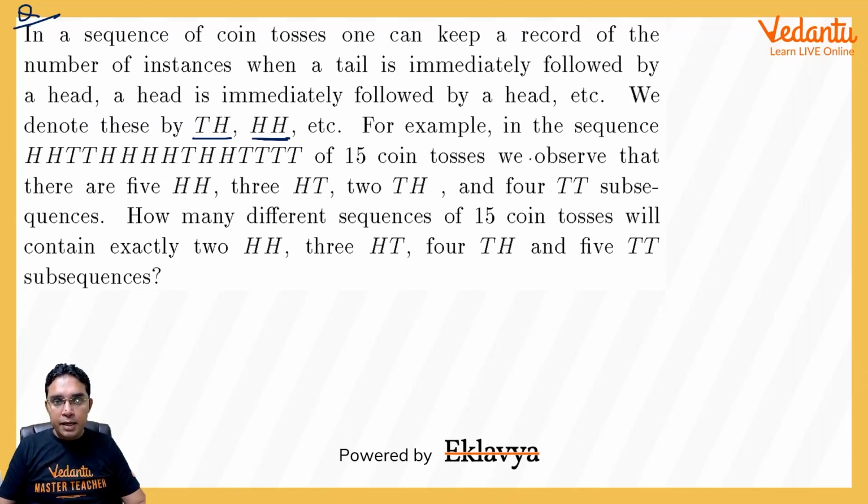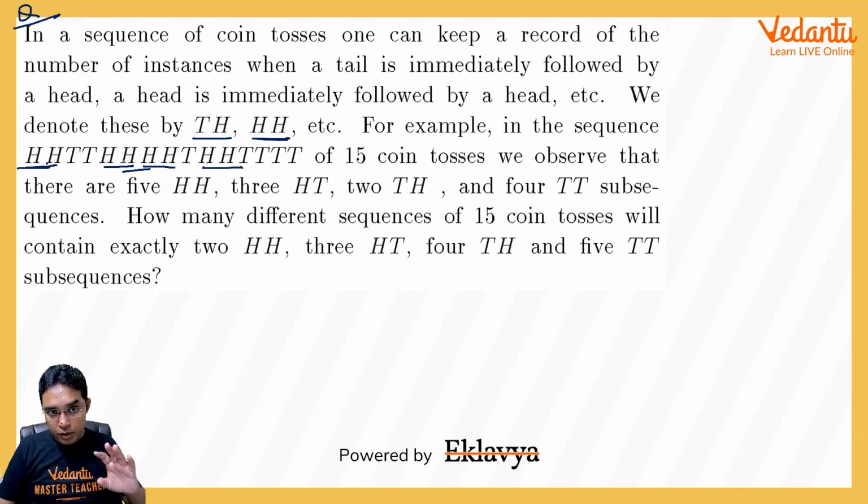For example, in this sequence you can check of this 15 coin tosses, we observe that there are 5 HH. Let us see what are these 5. 1, 2, I think 3, and this 4, and this 5.